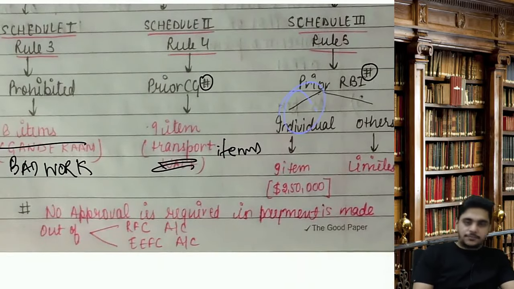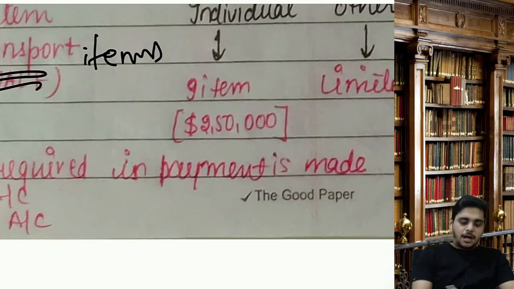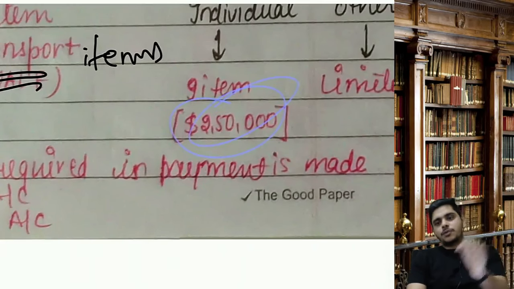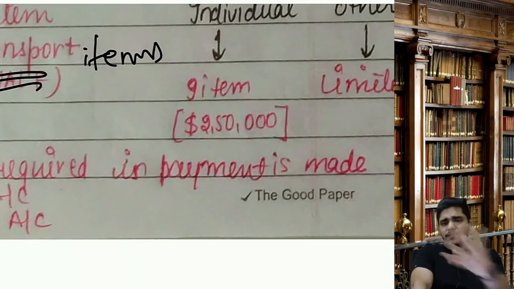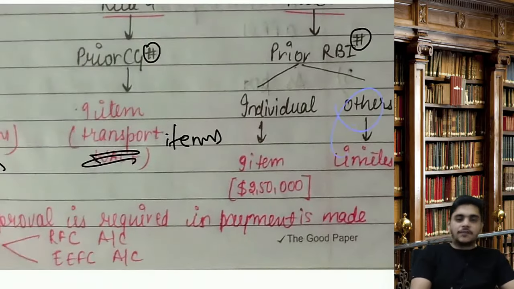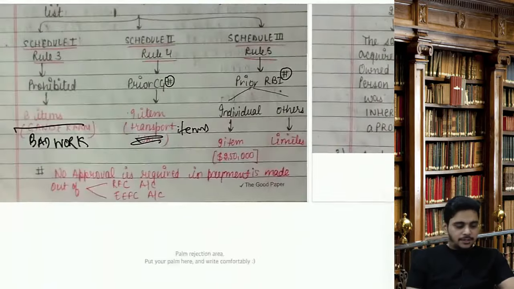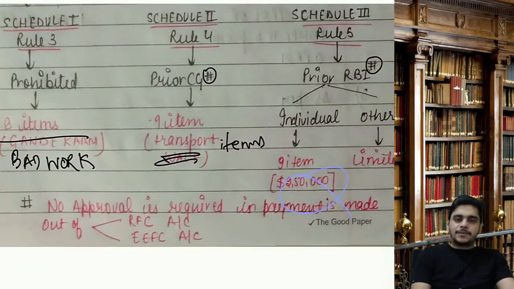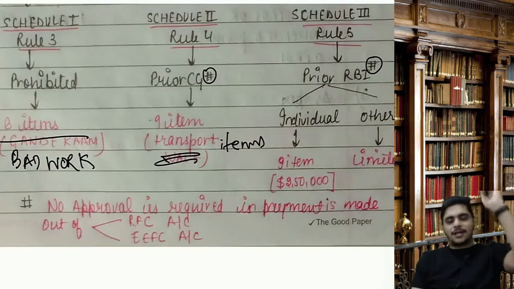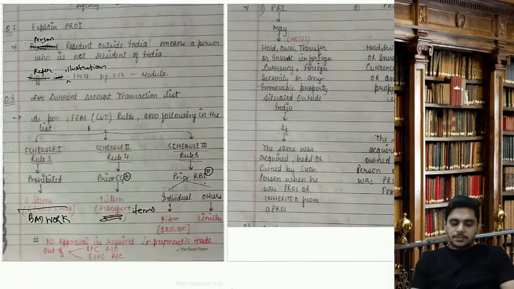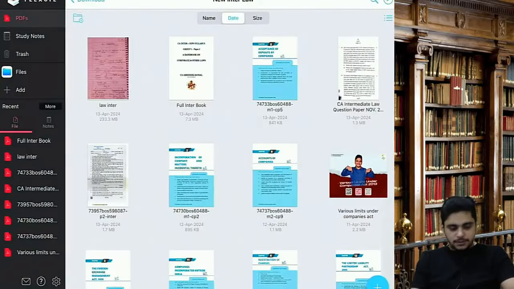For individuals, 9 items are given up to $250,000 per person, per financial year, which you can remit for your personal use, like private visit, education, everything. Others have five limits. However, no approval is required if the payment is made out of an RFC or EFC account, that is, resident foreign currency account or exchange earners foreign currency account. No approval is required. Sir, what is it? Now listen.